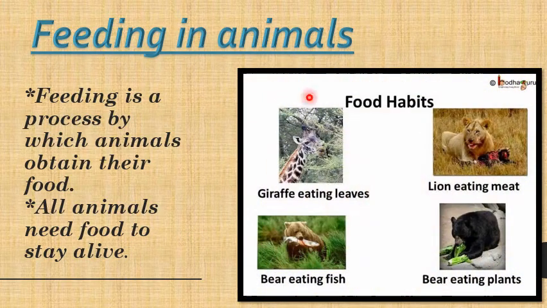So here you can see some of the food habits of different animals, like the giraffe eating leaves here and the lion eating meat here. This giraffe cannot eat meat, likewise this lion cannot eat leaves. But there are animals like the bear, which can eat meat and can eat plants as well. Now we are going to see how we have divided living organisms and animals into different categories according to their feeding habits. So let's see.